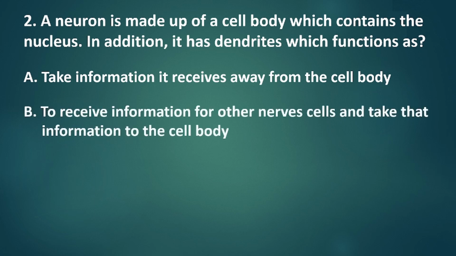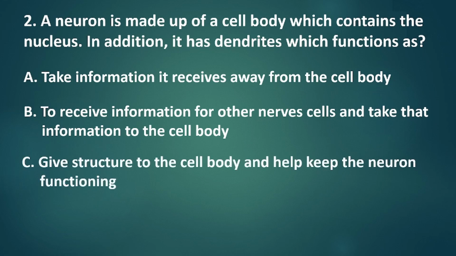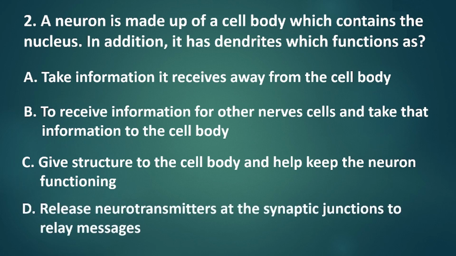B. To receive information from other nerve cells and take that information to the cell body. C. Give structure to the cell body and help keep the neuron functioning. D. Release neurotransmitters at the synaptic junctions to relay messages.